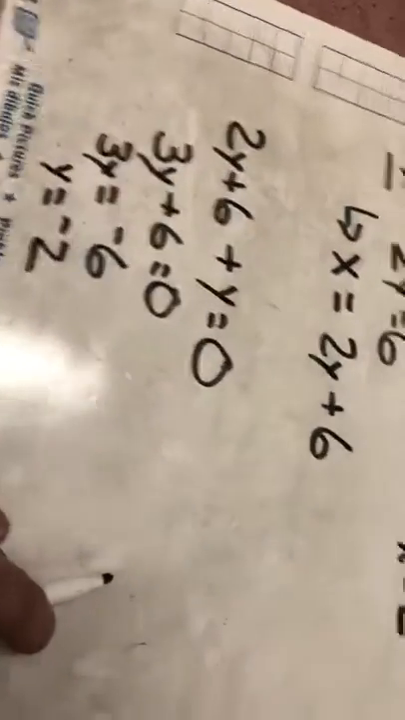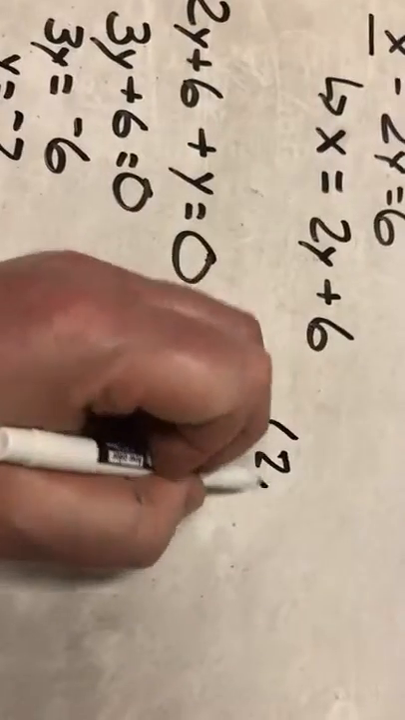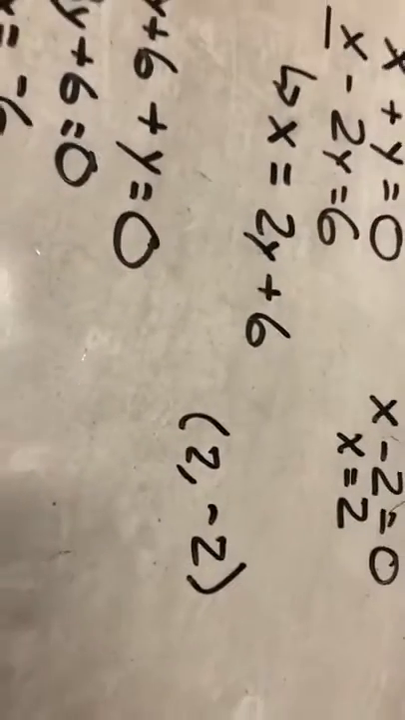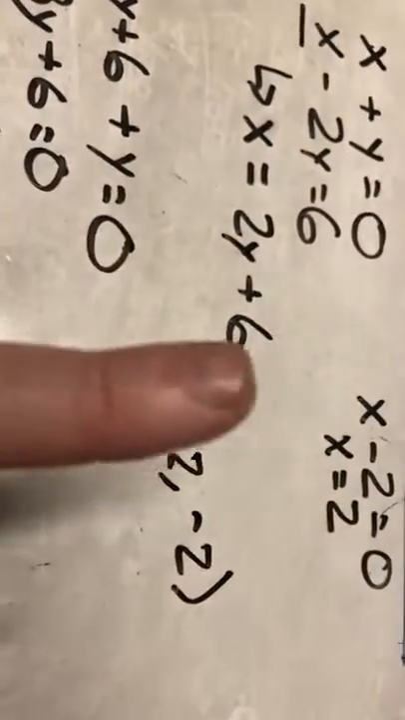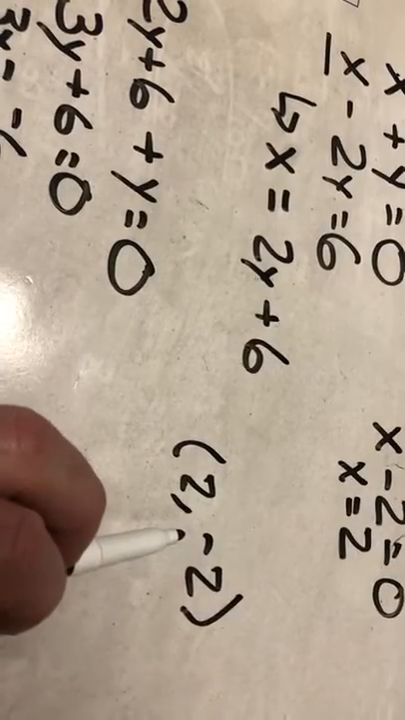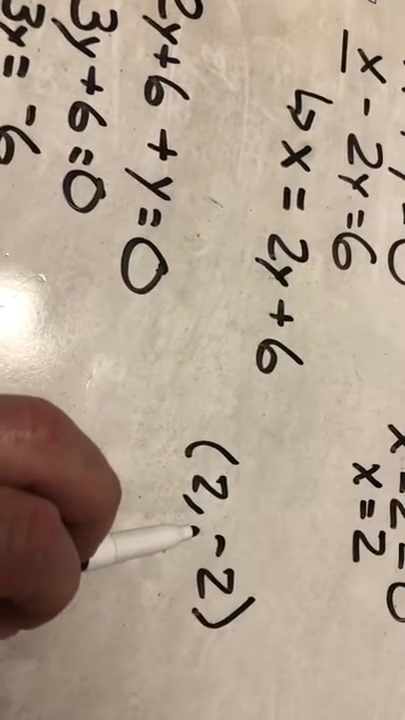That means my intersecting point, because remember, that's what I'm doing. When I solve a system of linear equations, it's 2 lines, and I'm finding the intersection point, which in this case is 2, negative 2. All right, we got 2 more examples we're going to look at.